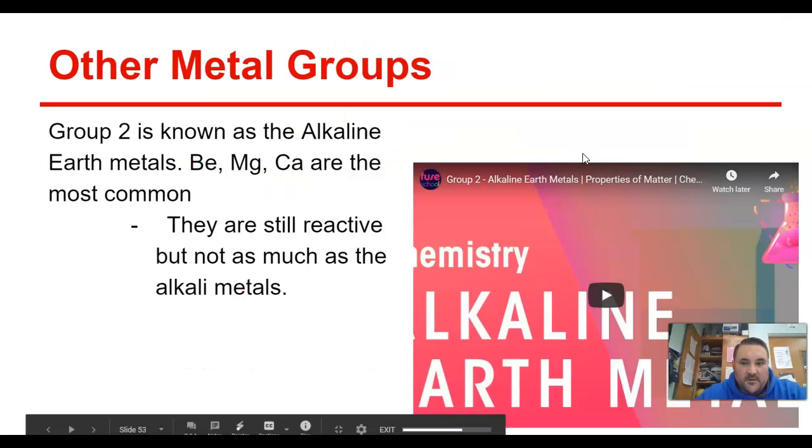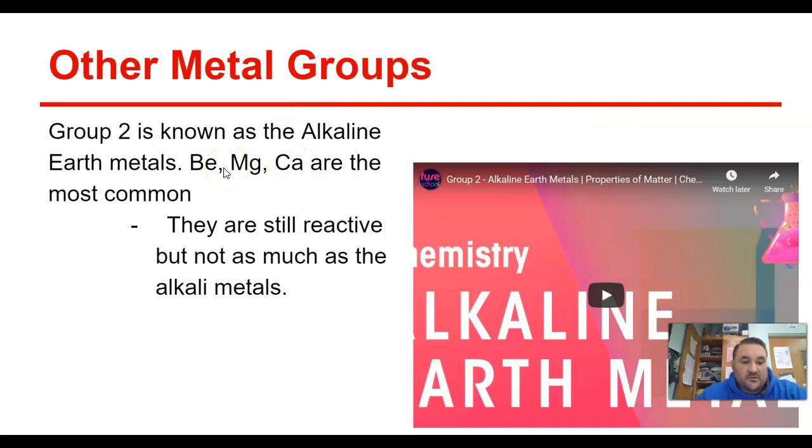The second group are the alkaline earth metals. They have two valence electrons, and they lose both of them. Well, when you lose two valence electrons, you become positive two.